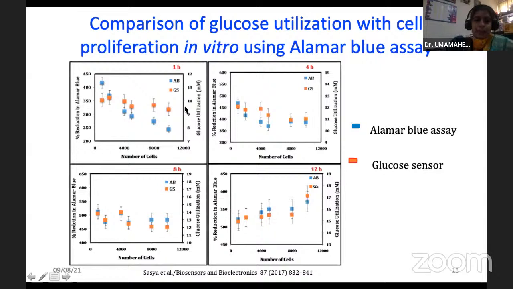So we wanted to know why these differences are there. And the reason is, during the initial period of 1 hour, the cells are adhering, and then they are in a rest phase before they start extending and proliferating.